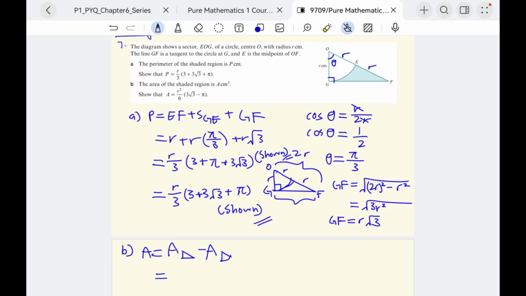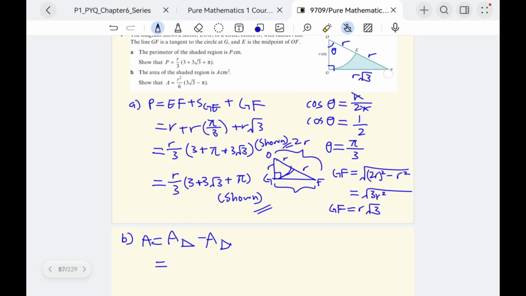Okay, so how to find the area of the right angle triangle? For the GF, you have r root 3, correct? So the right angle triangle area is half times base times height. So we have half of the r times the r root 3, and then minus half of, okay, remember you must use the area of the sector, half r squared theta. What is the theta? Pi over 3.